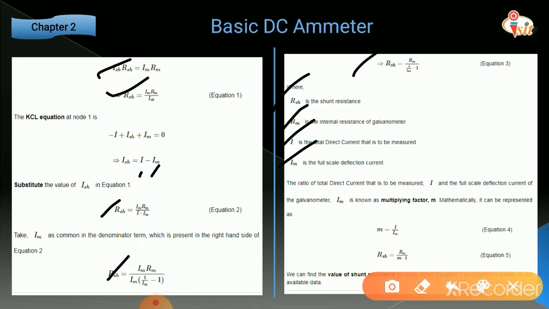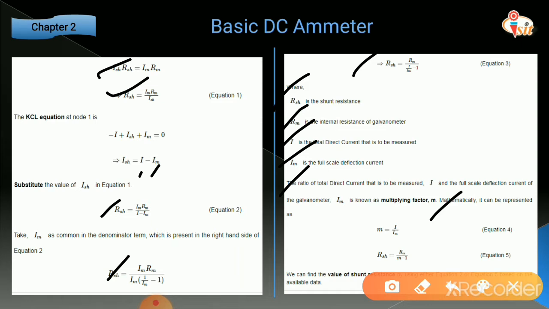Im is the full scale deflection current, and the ratio of the total direct current I and the full scale deflection current of the galvanometer Im is known as the multiplying factor, and this multiplying factor is denoted by m. Now m is equal to I upon Im. Here I is the total direct current which is to be measured, and Im is the full scale deflection current of the galvanometer.